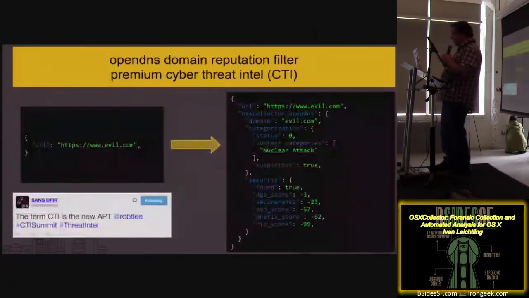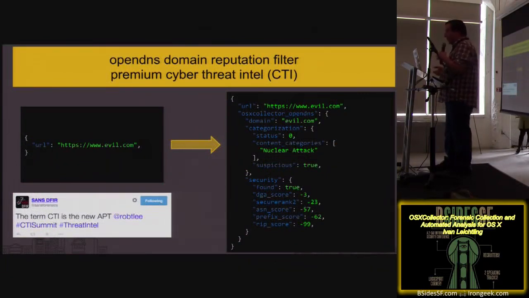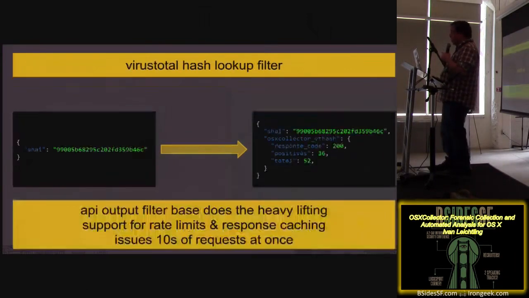OpenDNS domain reputation filter, kind of the same thing. You can ask OpenDNS, what do you know about evil.com? They have these categories, for example, where they say this is the category of this domain. One of them is nuclear attack, which has never been in any of my data, but I like it a lot as a category. But then they can also give you all sorts of statistical scores, which you're free to interpret any way you want. And you can take some of those statistics and build a model of, given what OpenDNS saw, do you care that someone went here or did something about this? Who knows? VirusTotal hash lookup, kind of the same thing again, right?